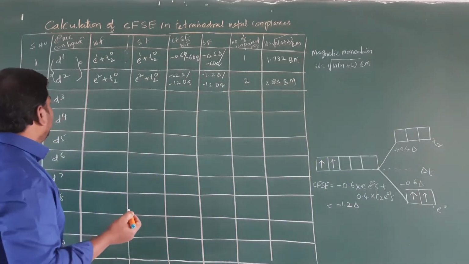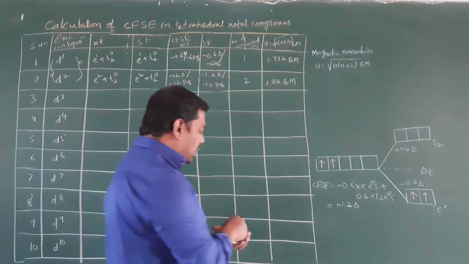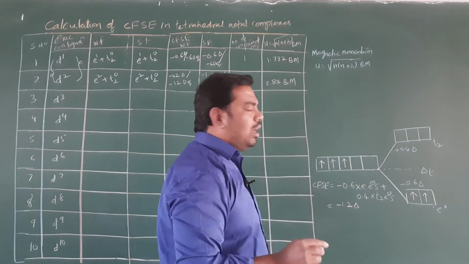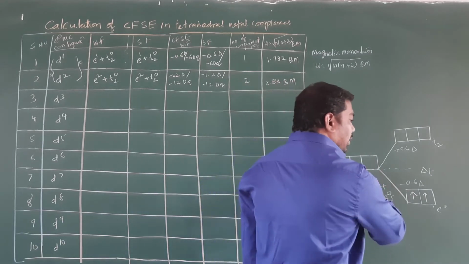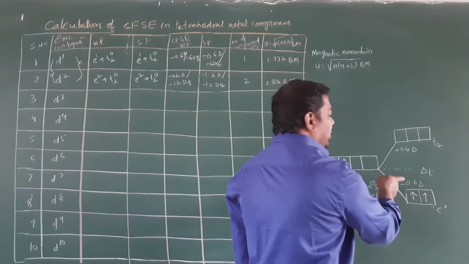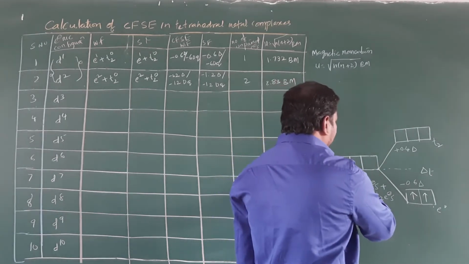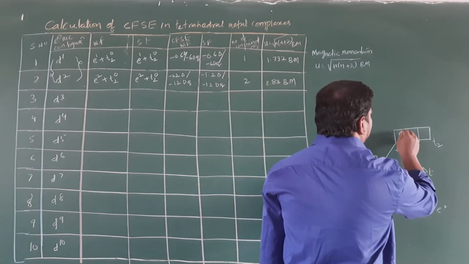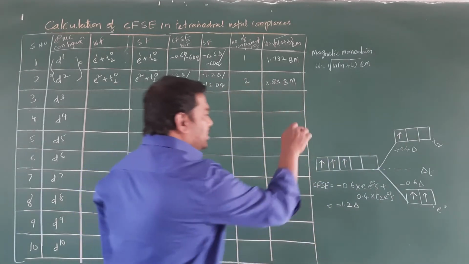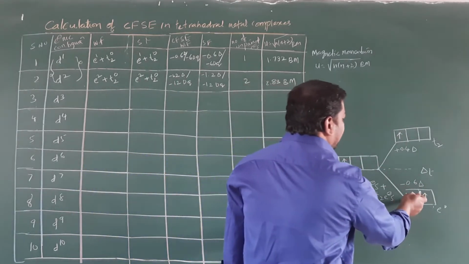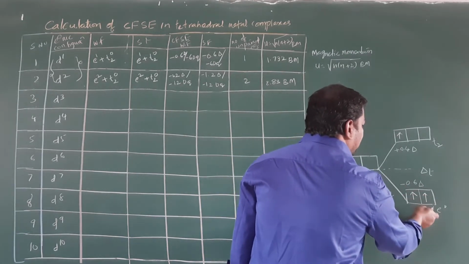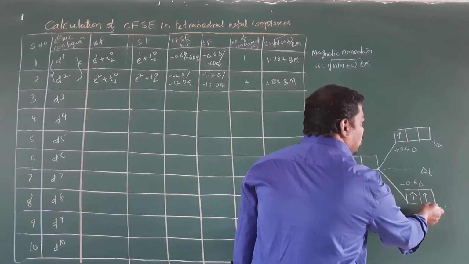Okay, so here the D3 configuration. D3 configuration means, student, one more electron is placed into this d orbital. If it is a weak field metal complex, it follows Hund's rule, so this electron is placed into the higher energy T2 level only. If it is a strong field metal complex, the electron is paired here only. So if the electron is paired, the configuration is E3.